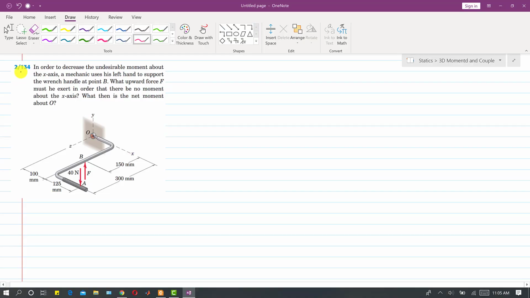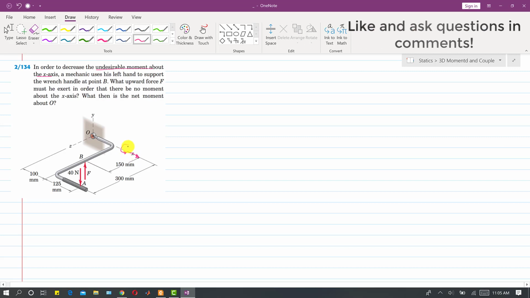I am going to solve this problem 134. In the previous problem we discussed that this difficult-to-access wrench has a shortcoming. It is producing a moment about the x-axis which is not desired. In this problem, in order to decrease the undesirable moment about the x-axis, as we discussed in the previous problem, the moment about the x-axis is in the positive x direction. This is the moment produced by the application of this force.